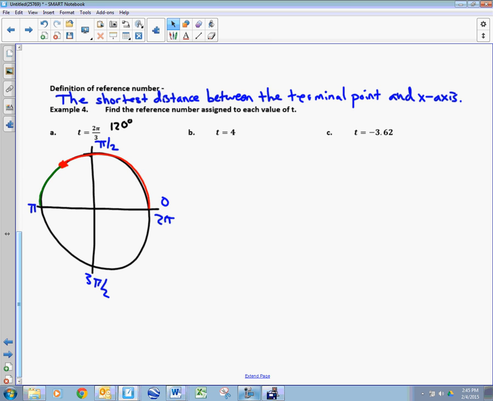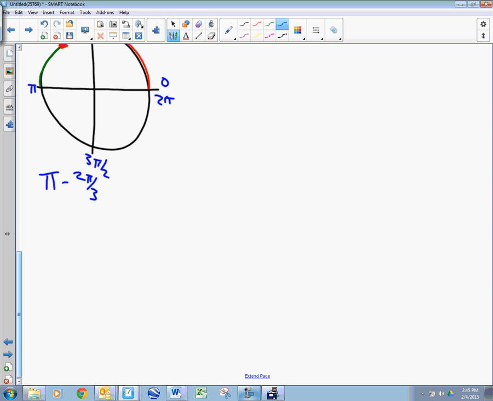And so what we do is, this is 2 pi over 3. I take the shorter distance and subtract it from the larger distance. So which is larger, pi or 2 pi over 3? Pi. So I take pi and I subtract 2 pi over 3. What's pi minus 2 pi over 3? Yeah, that's 3 pi over 3 minus 2 pi over 3 is 1 pi over 3. So pi over 3 is my reference number.